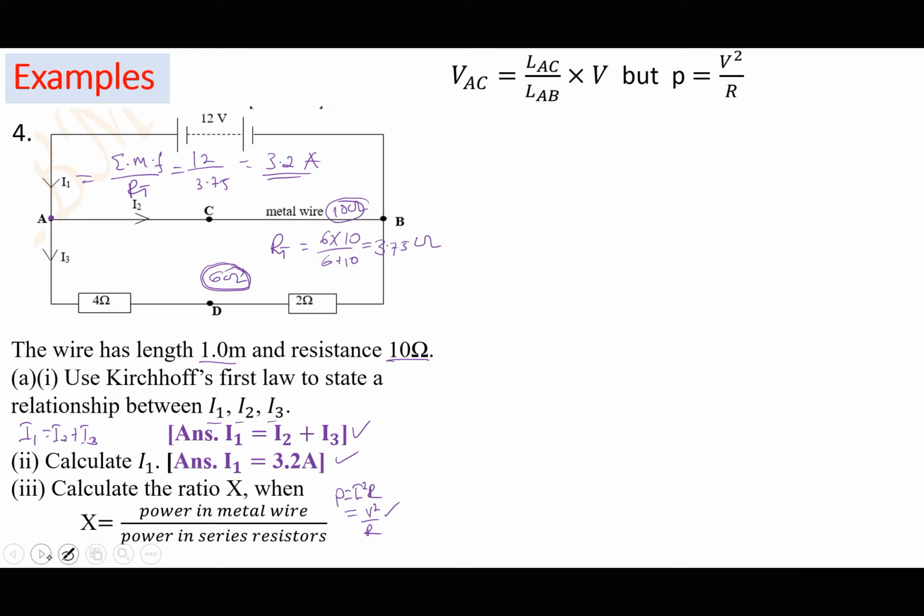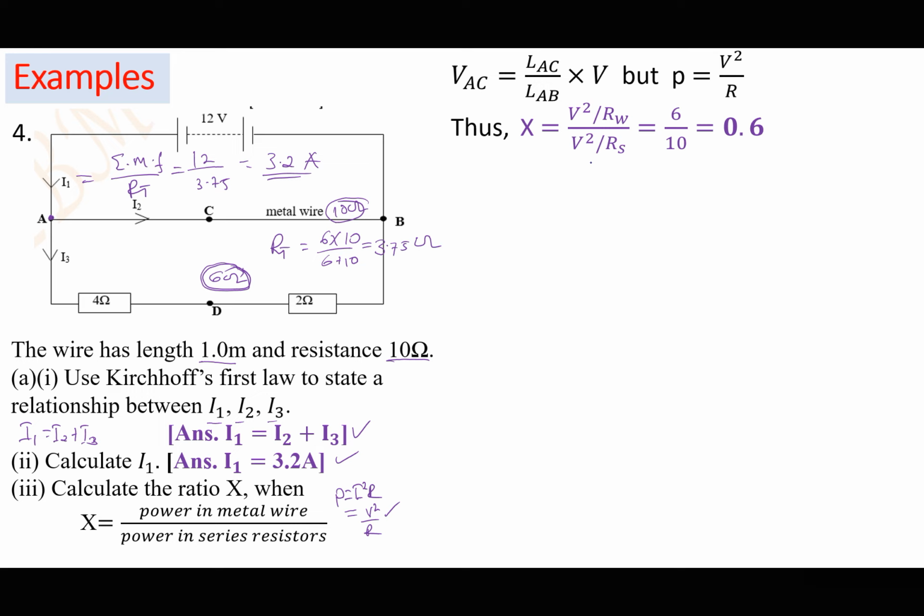But of course, we know that the power is equal to V squared over R. Thus, X, the ratio, remember, is the power across the wire AB, which is equal to V squared over R, resistance of the wire, then divided by the power across the series resistor, which is the PD V squared, divided by R. V is 12 because they're in parallel. The wire is in parallel with the series resistance of 6.